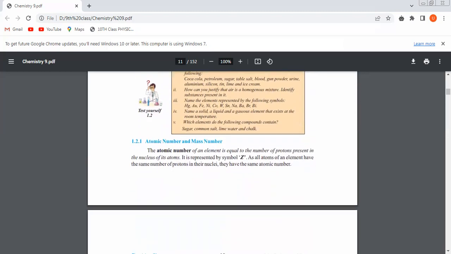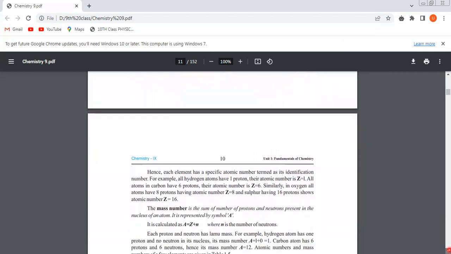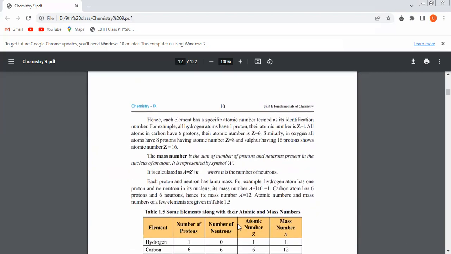Atomic number and mass number. Atomic number: the atomic number of an element is equal to the number of protons present in the nucleus of its atom. It is represented by the symbol Z. As all the atoms of an element have the same number of protons in their nuclei, they have the same atomic number. Hence, each element has a specific atomic number, termed its identification number.